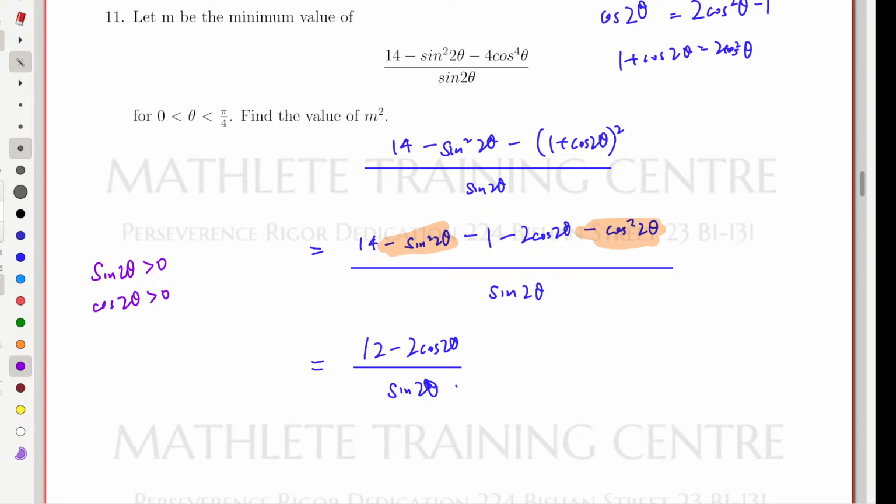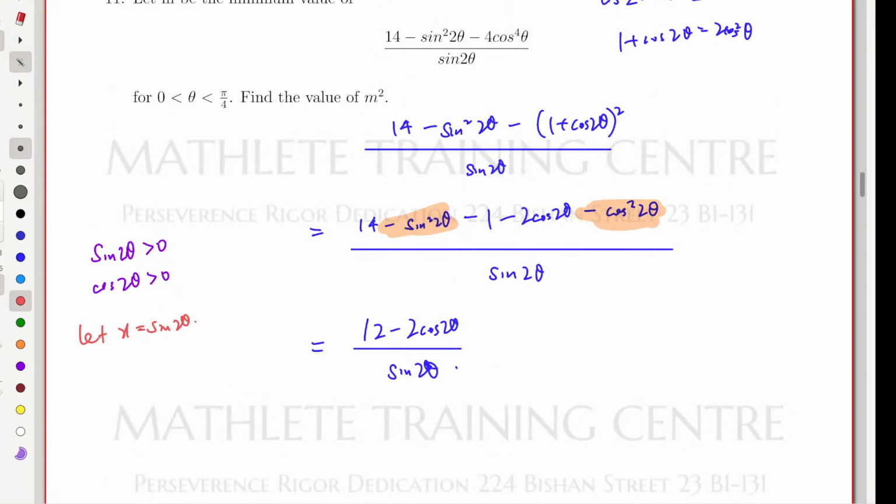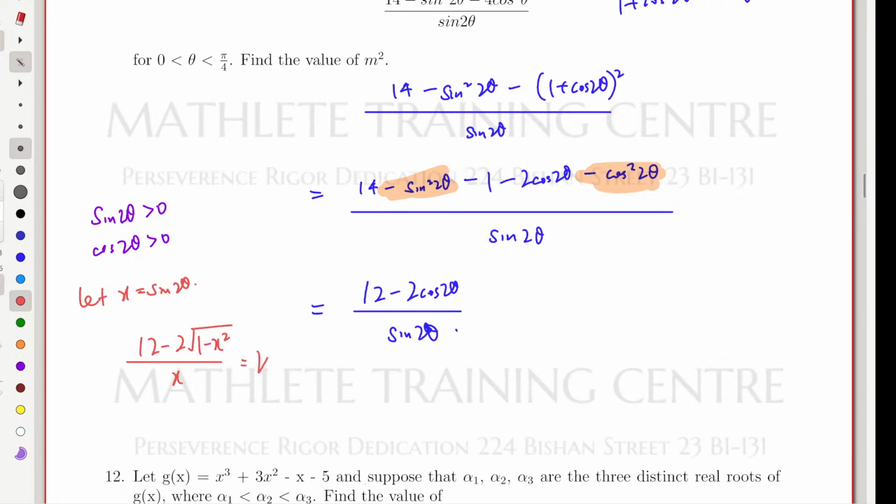And if they're both in the first quadrant, then we can just set up algebra to do that. So I'm going to set x to be sine 2 theta. The thing that I want to minimize is going to be the term 12 minus something over x, right? What's cosine 2 theta? Cosine 2 theta is going to be the square root of 1 minus x squared, because it's positive. So to minimize this, we can let this be equal to k and try to solve for the boundaries of k.